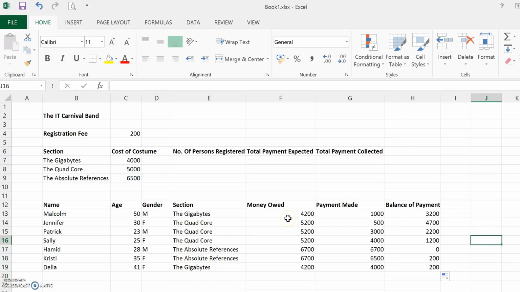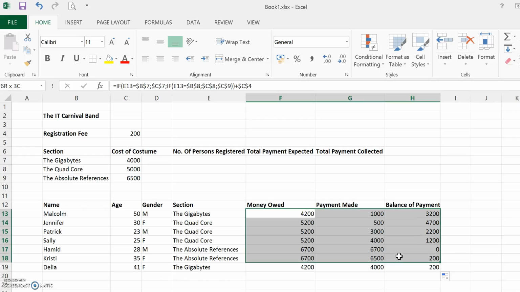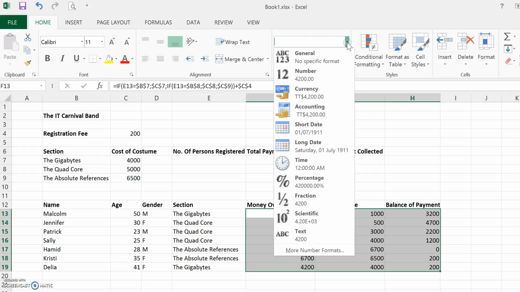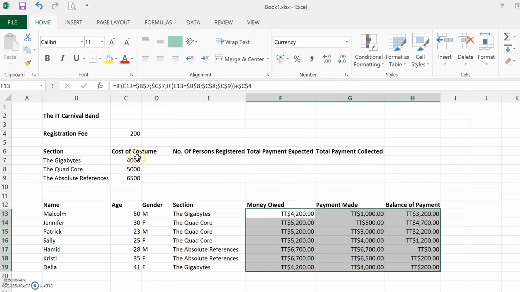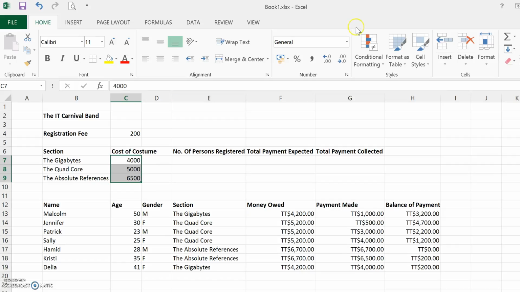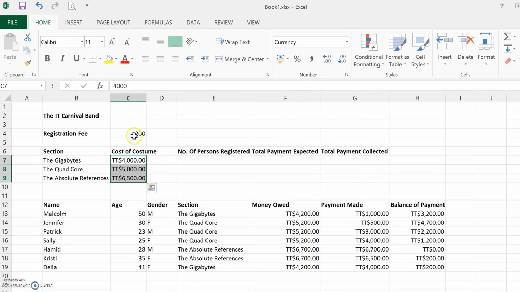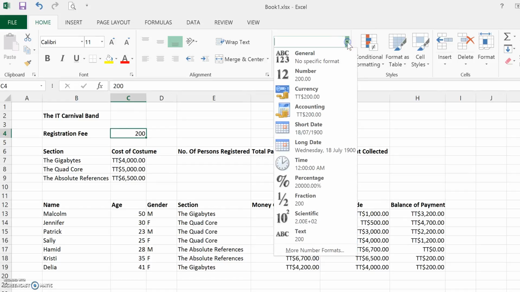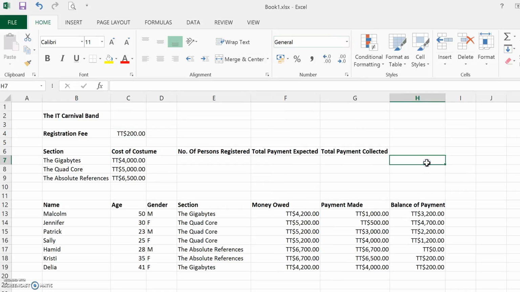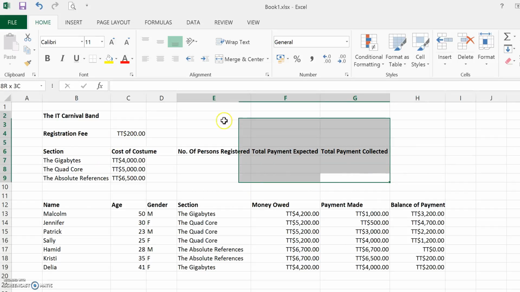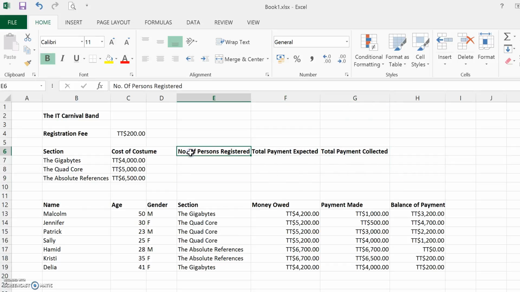So by the way, since we are dealing with currency, we really should format these cells. So let's see, I'm going to select the currency format as well as here for the cost of the costume, currency format, and the registration fee. Great. So now we can work on this section of the spreadsheet here, where we want to find out the number of persons registered in each section, the total payment expected in each section, and the total payment collected.